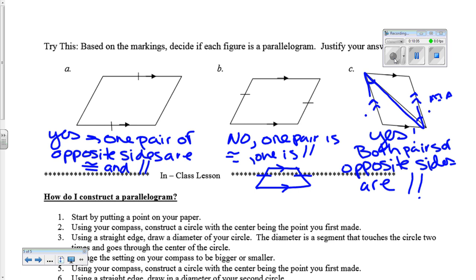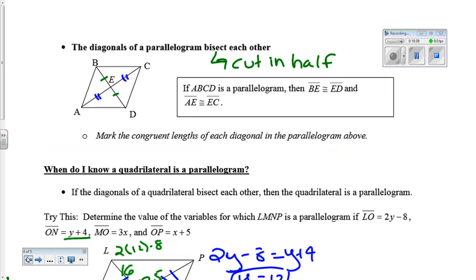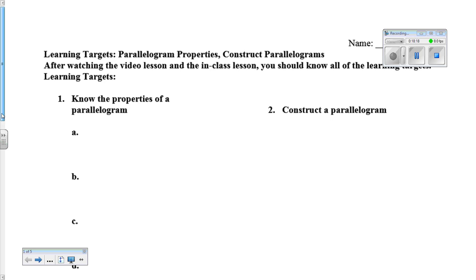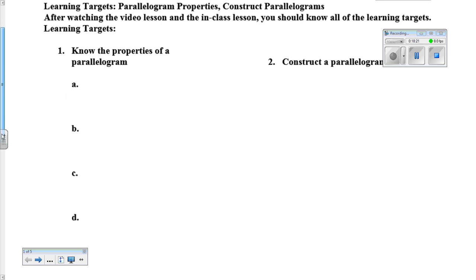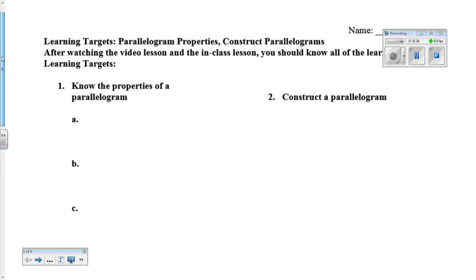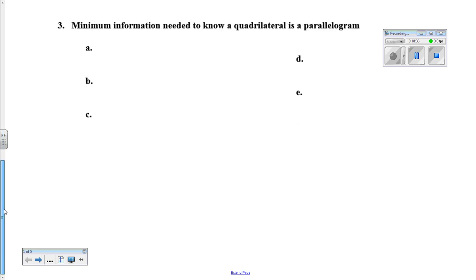Okay, here's what I would like you to do. Flip back to the first page, please. On your own now, try to do it without looking at the notes. Read the notes over and then close them up. And I want you to try to fill in the 5 properties of the parallelogram, so number 1. And then also the minimum information needed to know if it is a parallelogram. So that is what we just talked about. Okay, if one pair is parallel and congruent, it means it's a parallelogram. So see if you can do those 2 pieces of information on your own without looking at your notes.